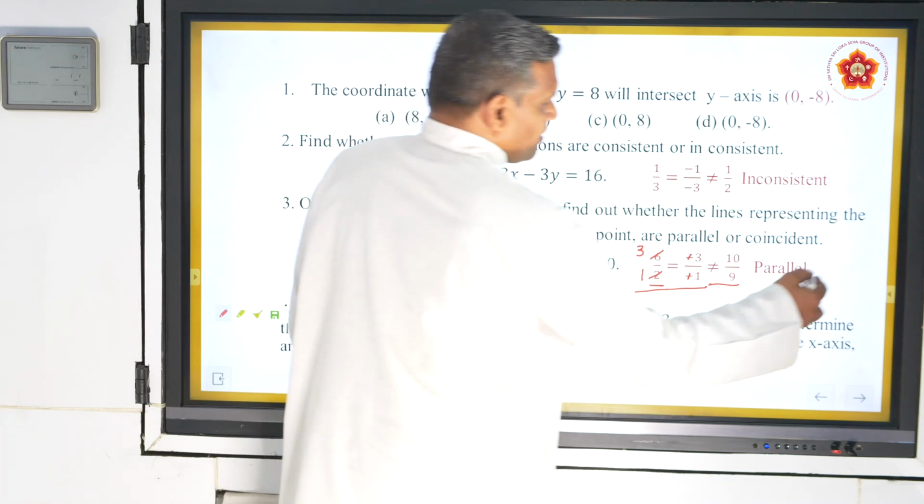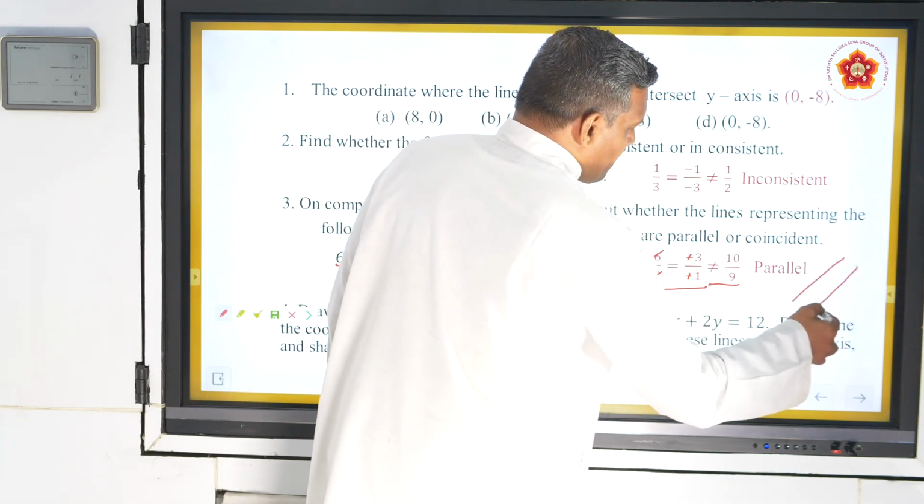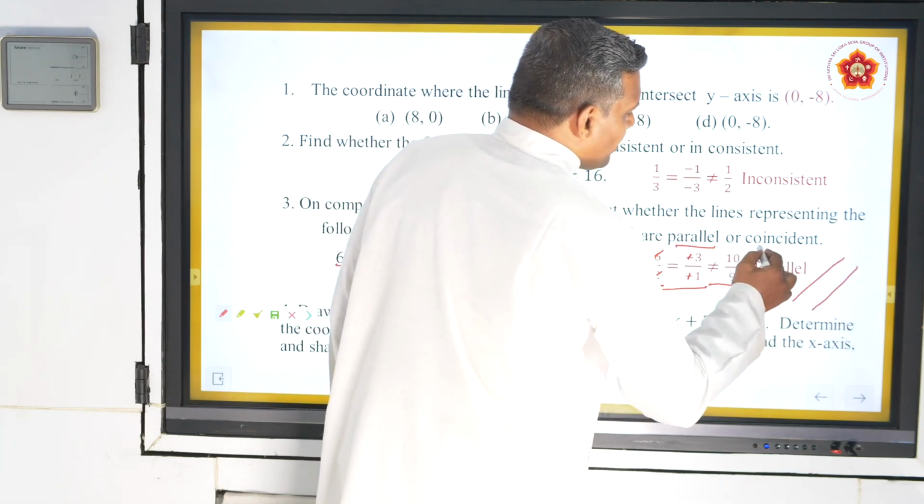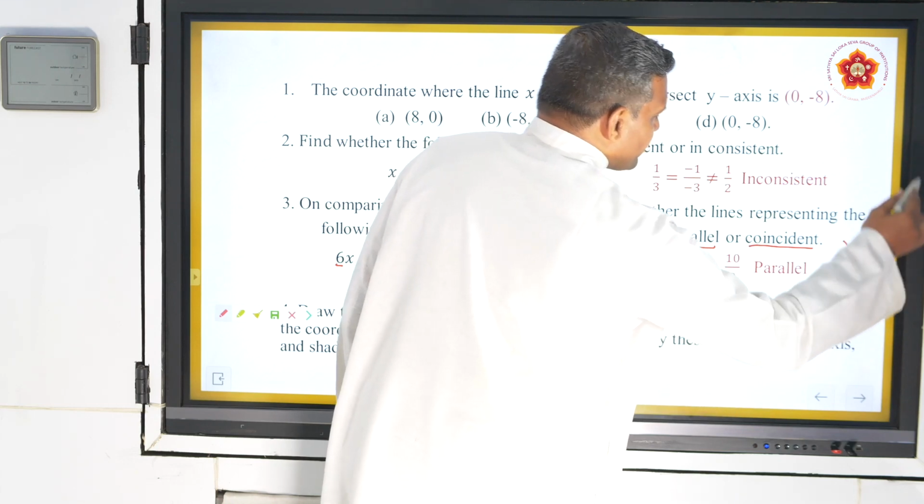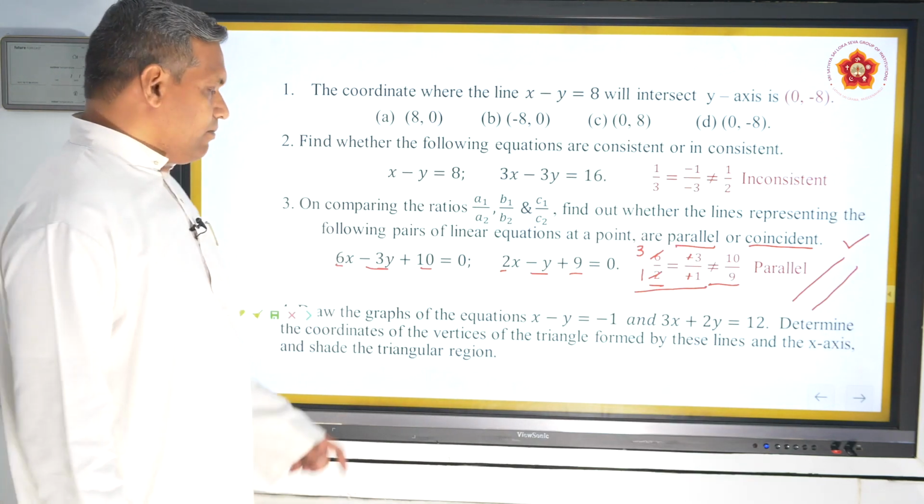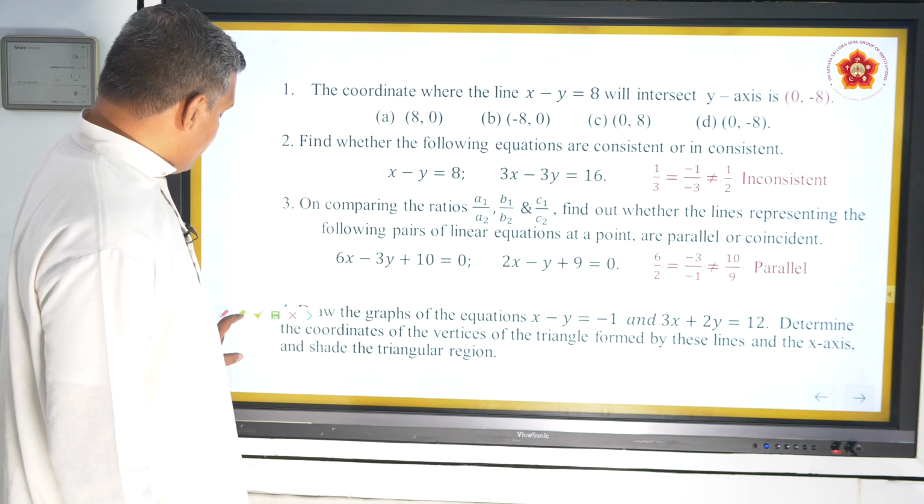So here what is the answer? Lines are parallel. They are asking whether they are parallel or coincident. Parallel is the right answer. Now let's get into the last part of the question.